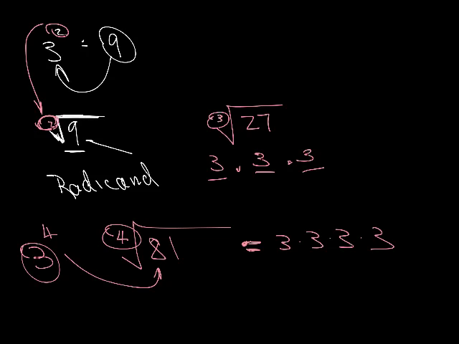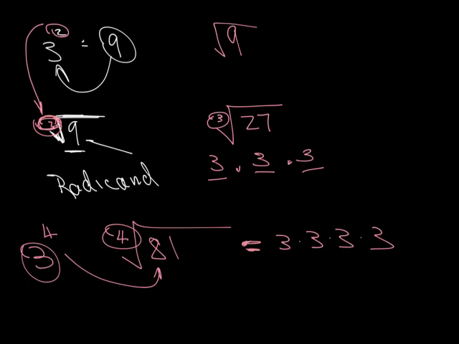Now, because most of the roots that we're going to be dealing with are square roots with a 2 there, we just don't even show it. We just write it like that, and that's called the square root. So when it says the square root of 9, that means what number times itself twice will give you 9. That's just the common way of writing that.